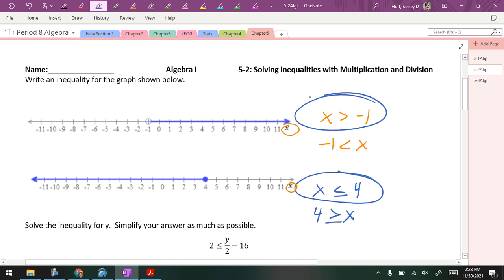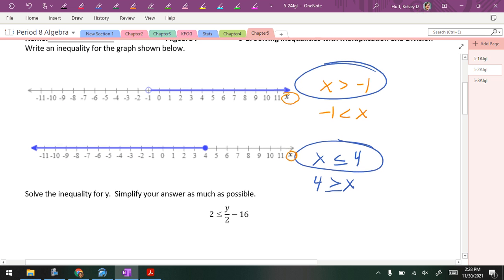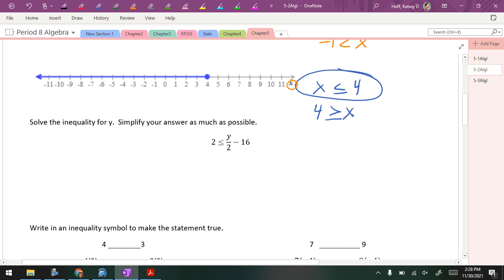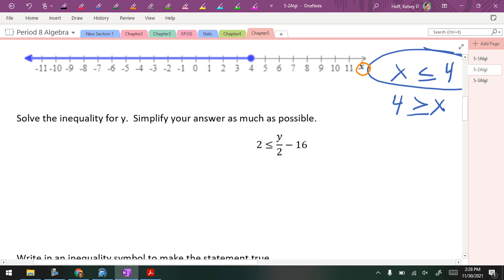So yesterday, everything you dealt with was only addition and subtraction. Okay? Today, we're going to have to multiply and divide. Again, treat it just like you do an equal sign. If I covered up my variable, what's the first thing I need to do? Add 16 to both sides. I would end up with 18 is less than or equal to y divided by 2.